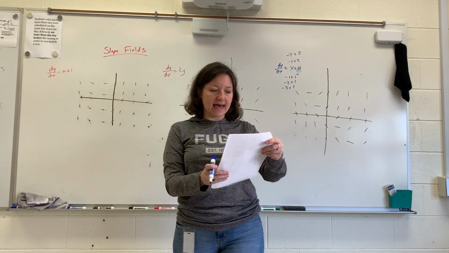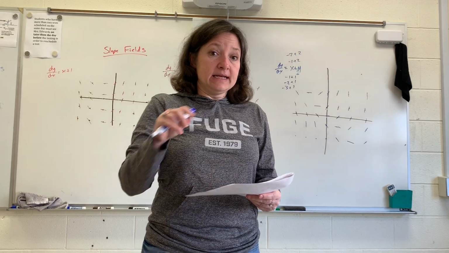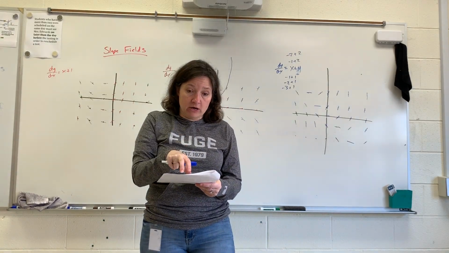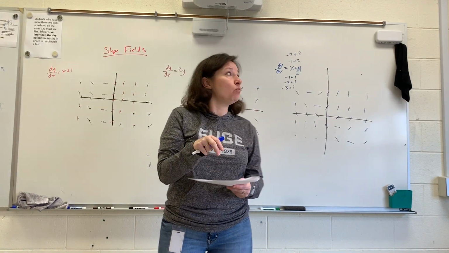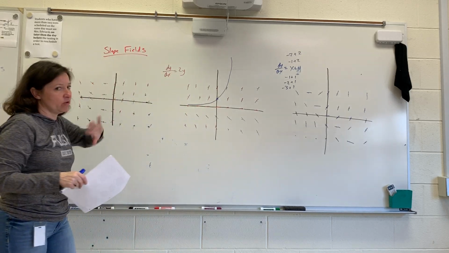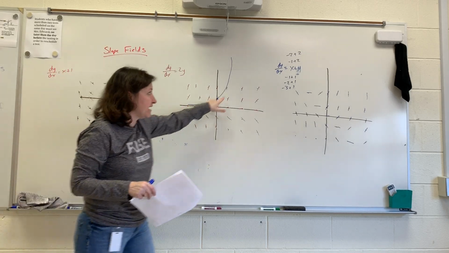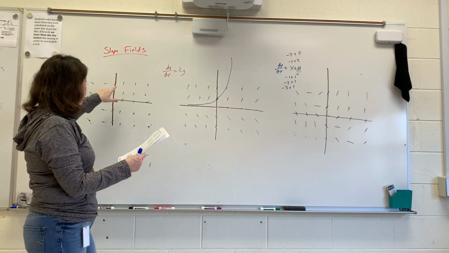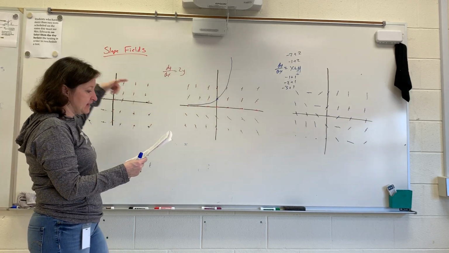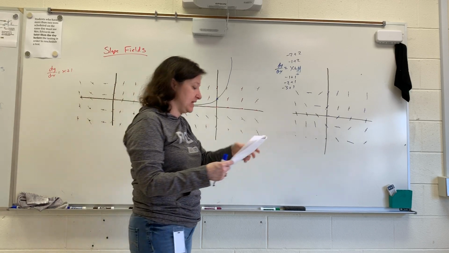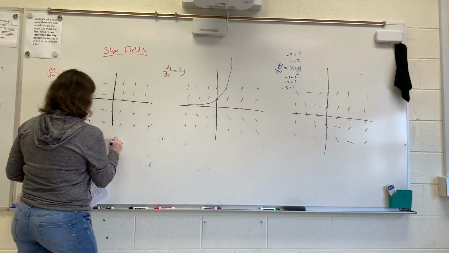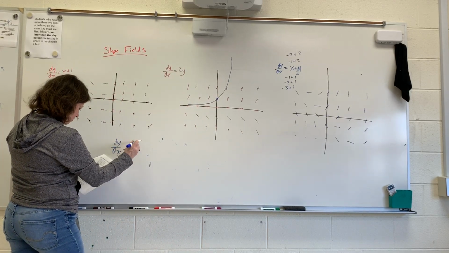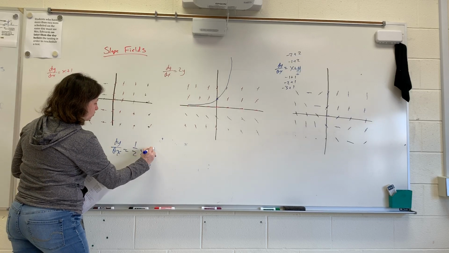Okay, so now we're on the last page of the handout. Now we're looking at slope fields and we're matching them with their dy dx equation. We're not matching them to the curve that fits. We're matching them to which slope field would be created by that dy dx. So number 15, dy dx equals 1/2 x plus 1.